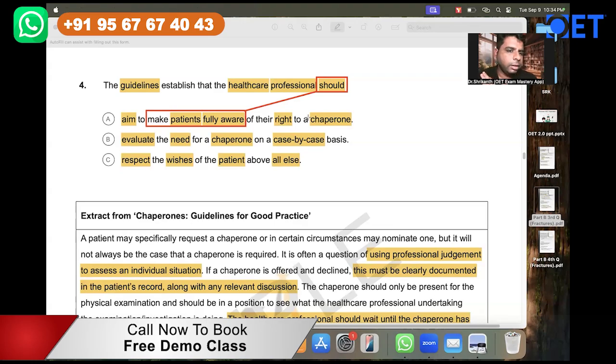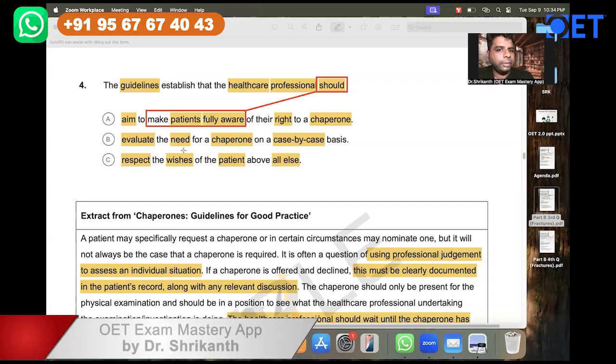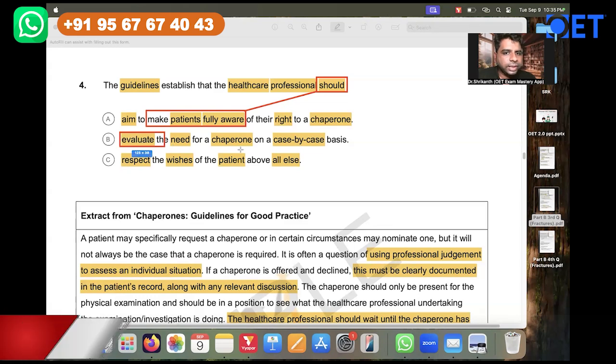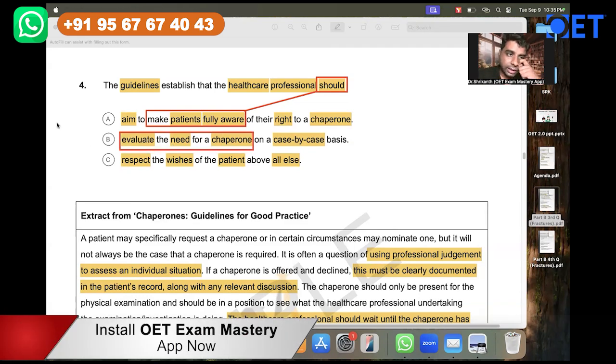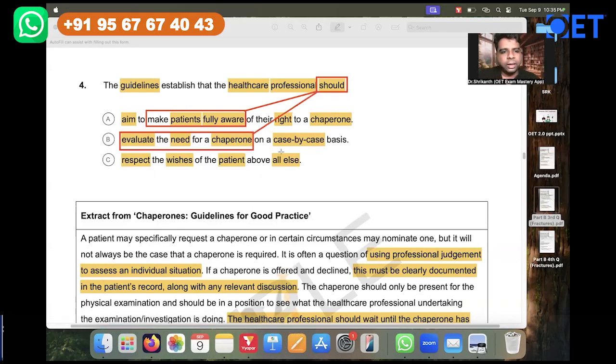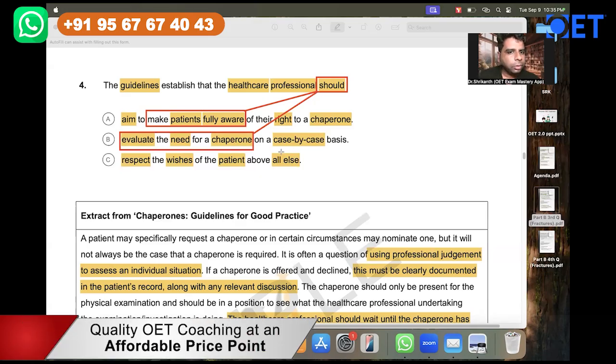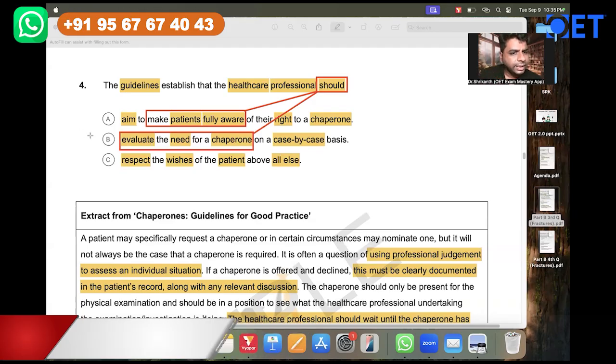Now let's take a look at answer option B. What is answer option B telling? Evaluate the need for a chaperone on a case by case basis. What is the verb, the action over here? Evaluate the need for a chaperone on an individual basis. That is, every single patient individually, they should go and check whether they need a chaperone. If it's a healthy patient, if the patient can run, if the patient can jump, do they need a chaperone? No. So individually, they have to go and check whether they need a chaperone or not. What is answer option C telling?